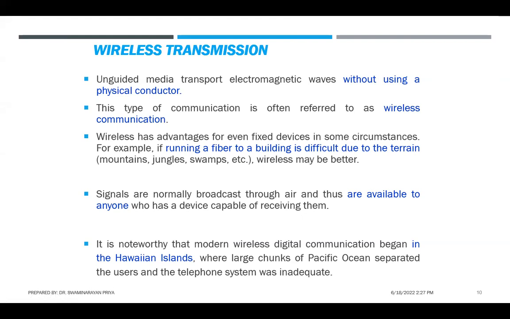Now, the drawback of wireless communication is security. That is a major problem with wireless communication. Because if anyone has a device capable of receiving our data, then the data may be hacked.